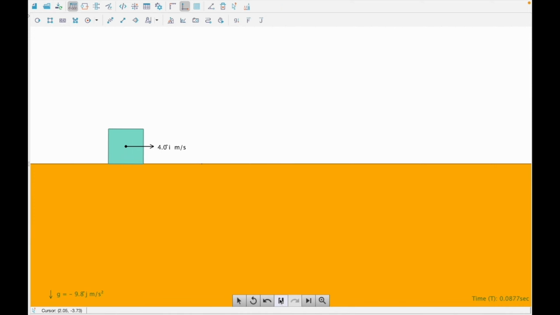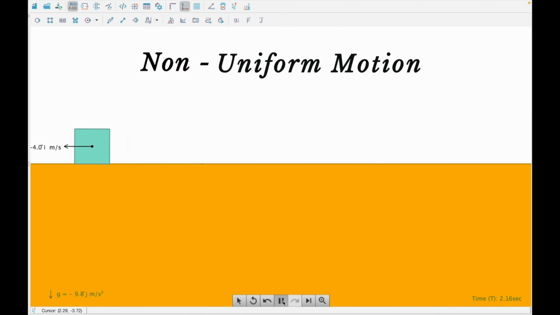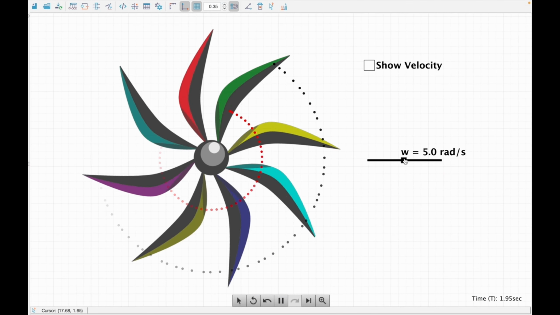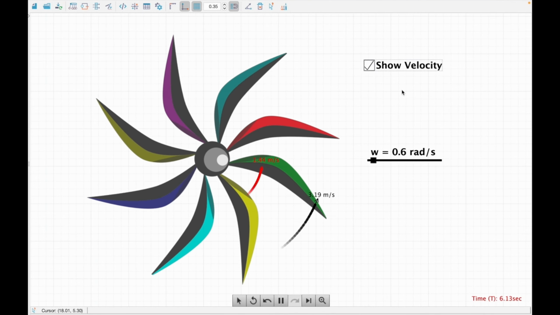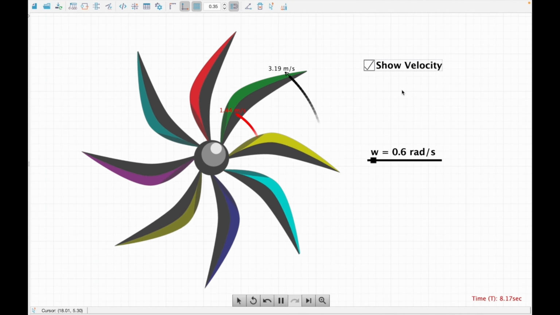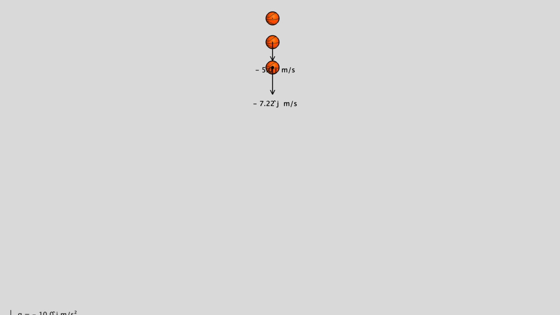This means that even if the speed is constant but its direction is changing, then its velocity is changing, and such motions are called non-uniform motion. For example, look at the velocity of the blades of a moving fan. Here the speed is constant, but its direction is changing. Or look at this ball falling under gravity. Here the direction is the same, but the speed is changing.